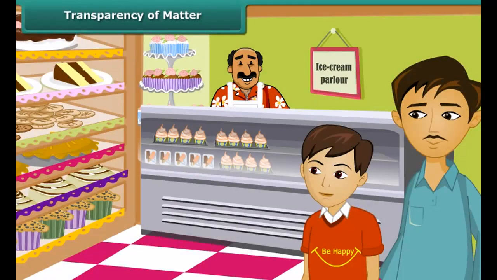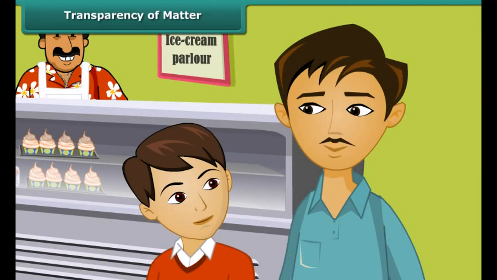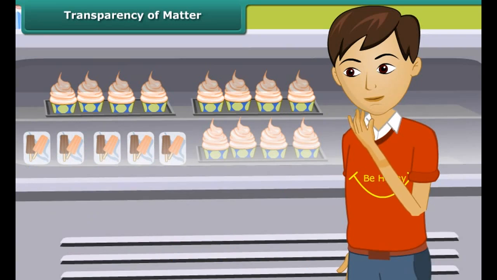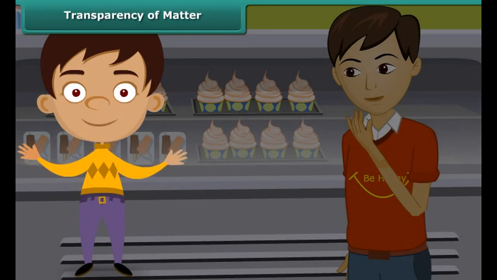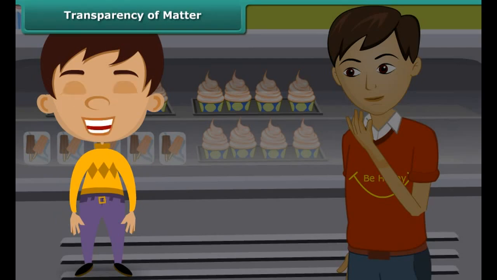Can you say why? Since the refrigerator had glass tops and glass is transparent, Ashish could look at all the flavors that were available in the parlor and make his selection. A transparent substance is a substance that allows all light to pass through it. In other words, it absorbs light, reflecting back very little. As a result, it appears clear and things can be seen through it.